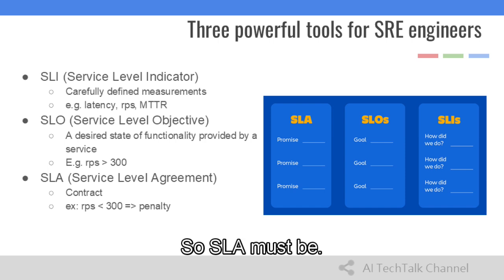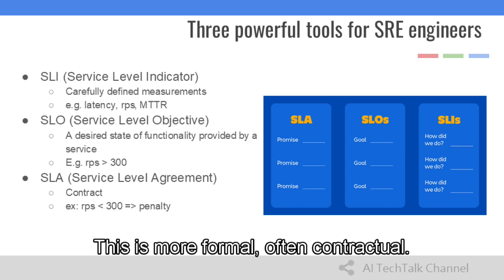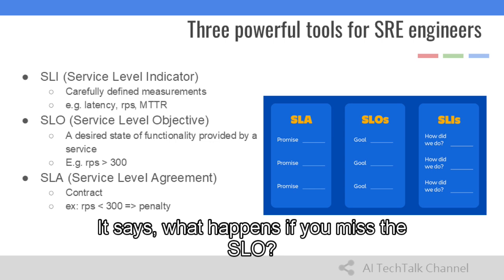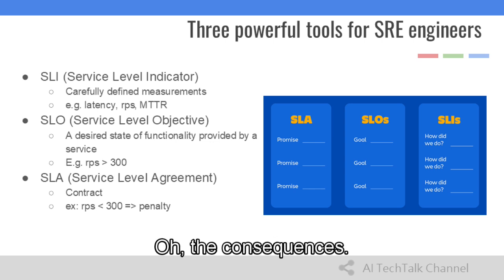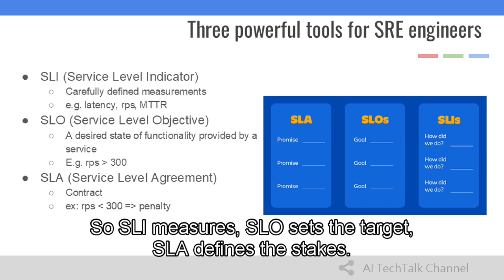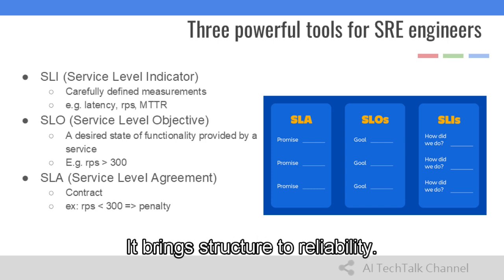So SLA must be the service level agreement. This is more formal, often contractual. It says what happens if you miss the SLO. The consequences. Penalties, maybe? Usually, yeah. So SLI measures, SLO sets the target, SLA defines the stakes. Makes sense. It brings structure to reliability.